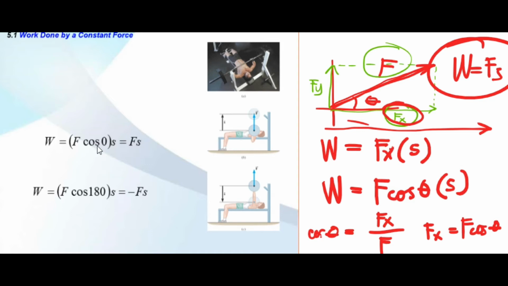It will just be equal to cosine 0 times S. Then the work done going down is negative. It will be cosine 180 degrees because the opposite of 0 degrees is 180. So therefore the work done going down is negative Fs. Or we can just use the sign convention. If it is going up it is positive, going down is negative, going to the right is positive, going to the left is negative.